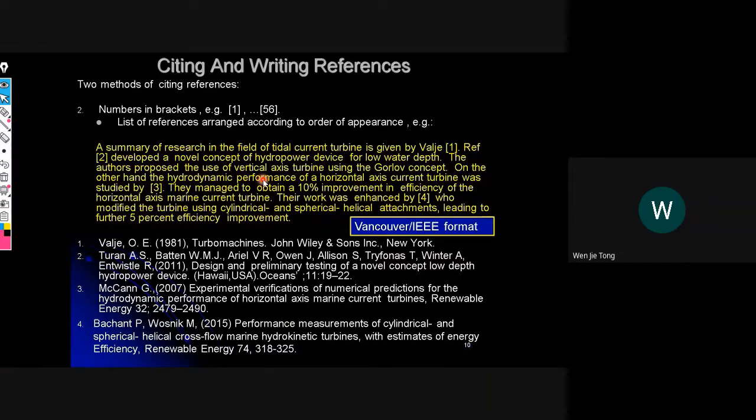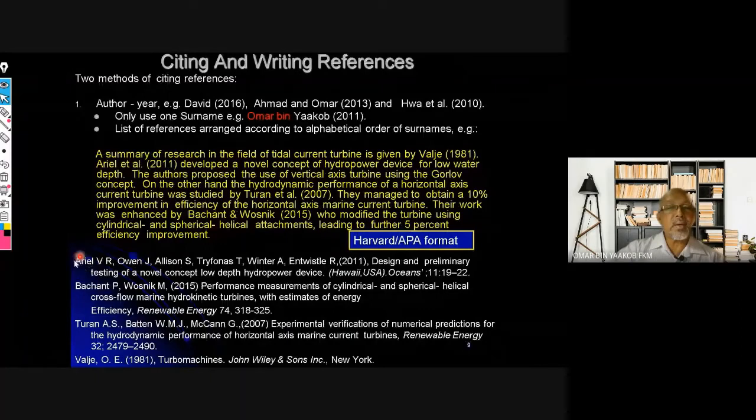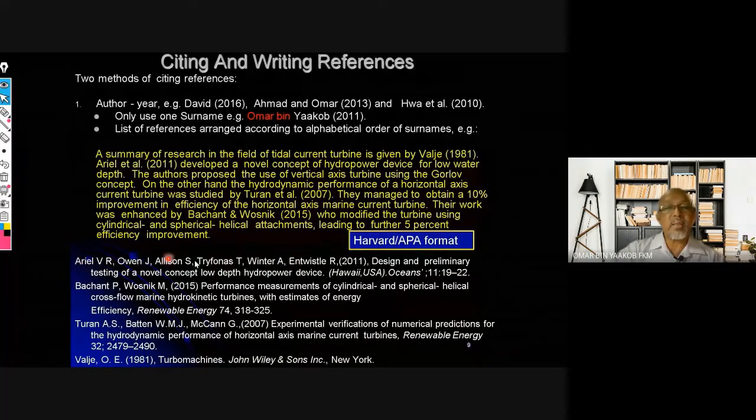I would like to ask about this. How do we know that we chose the right author? Is it always the leading author, or just whoever, just pick the name? The first author, of course. So the author name that you mention must be the one that appears here. In this case, it is Ariel, Bachan, Turan, and Valje. So this will be Ariel et al., because there are many authors here. So Ariel and his friends.